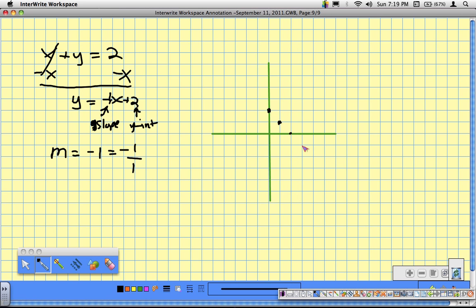And if I wanted to, I could go up 1, left 1, up 1, left 1, and so on. And then we're ready to graph our line. So we can set up on our point, connect our dots, and just like that, we've got our graph. So, pretty simple. We've worked with this stuff before. Nothing real specific there.